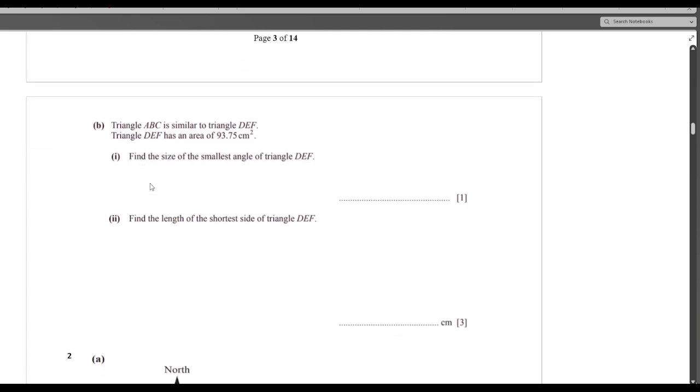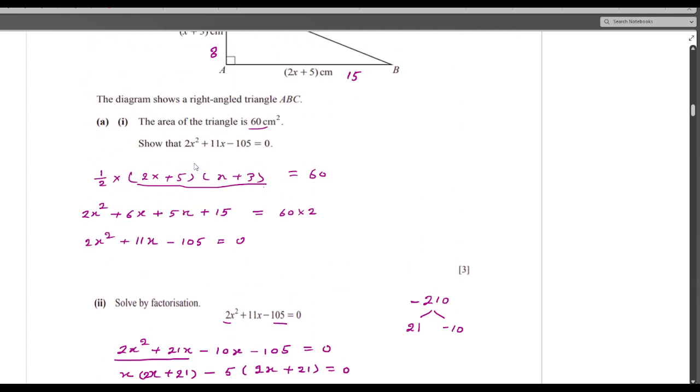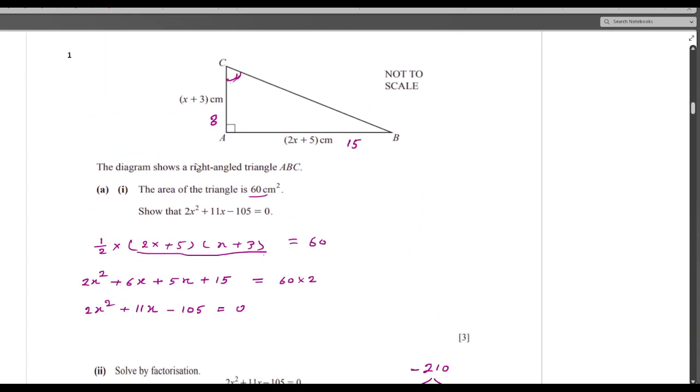Part b. Triangle ABC is similar to triangle DEF. And triangle DEF has an area of 93.75. Find the size of smallest angle of the triangle DEF. Now, for two similar triangles, angle will not change. Now here, this is 8 centimeter, this is 15 centimeter. Definitely hypotenuse is going to be the longest side.